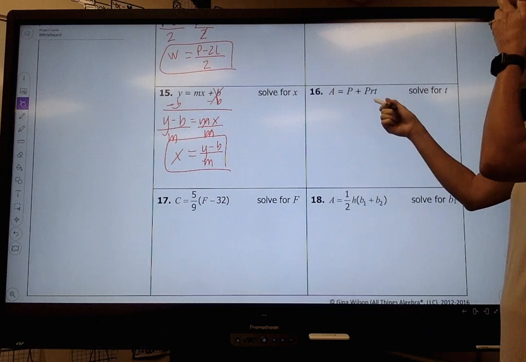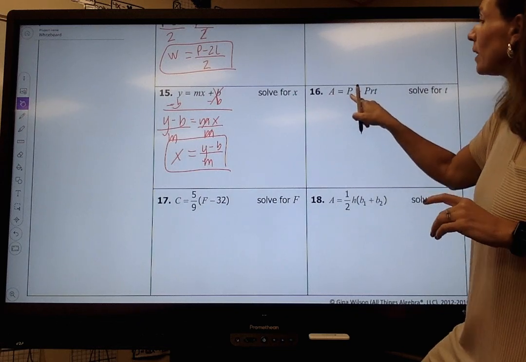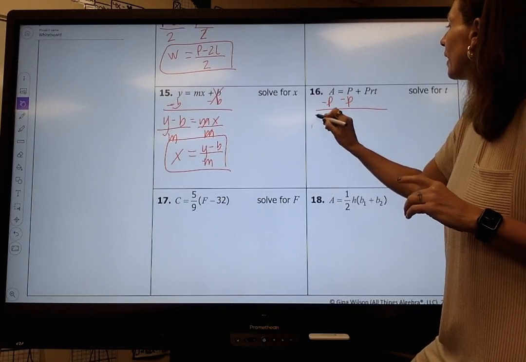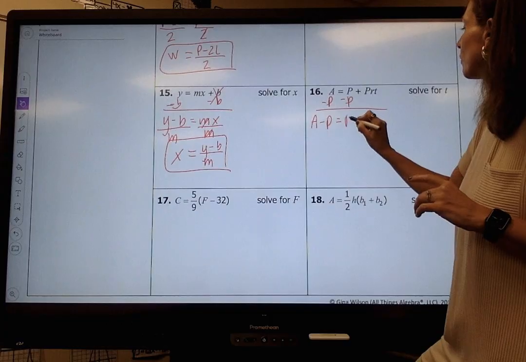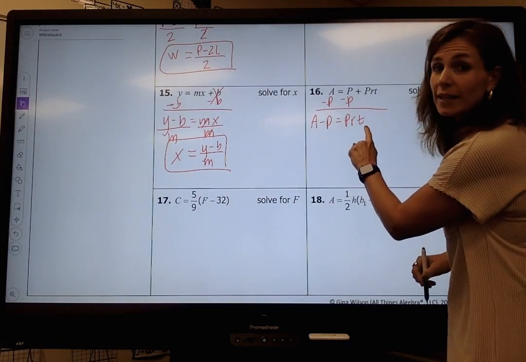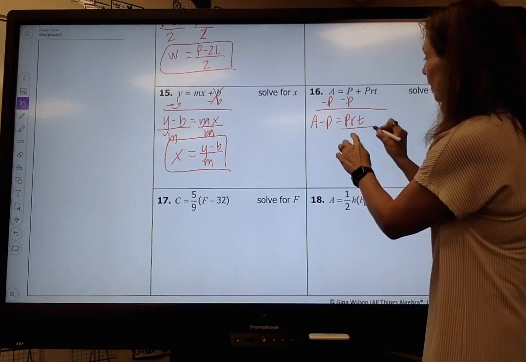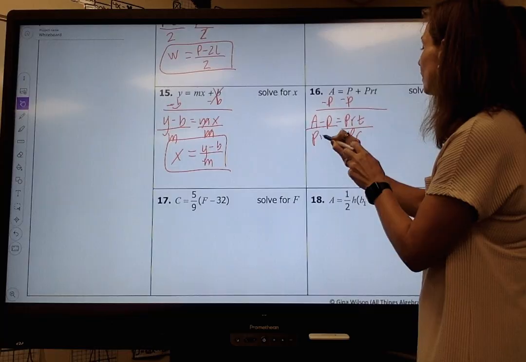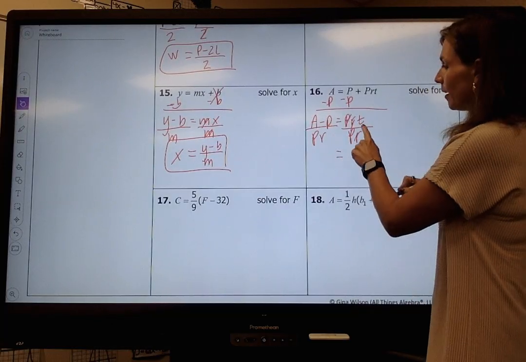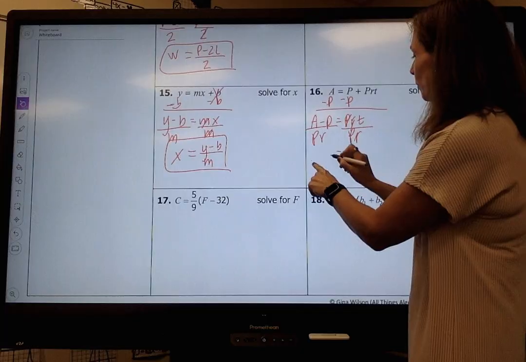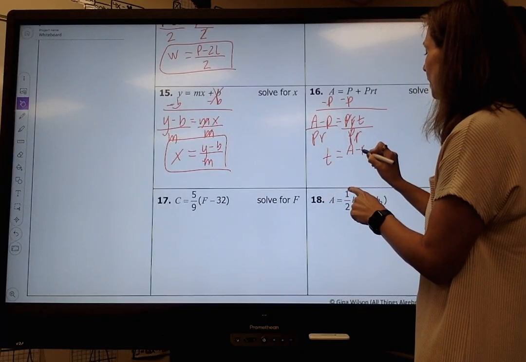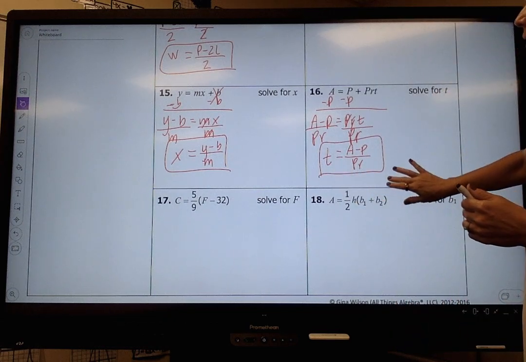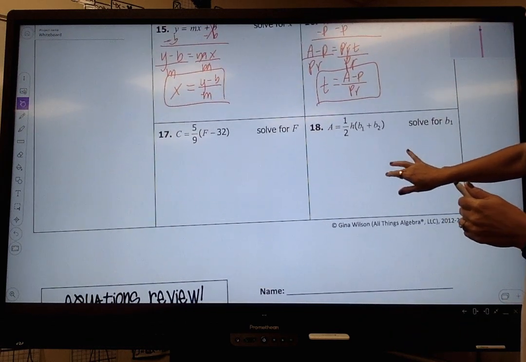Okay? All right, let's take a look over at 16. Very similar. I want to clear out this p first. So I subtract p on both sides. And I get a minus p, unlike terms, equals prt. My goal is to get t by itself. So I need to separate all of pr. So those guys cancel out. And whatever you do to one side, you do to the other side. And now I'm going to use symmetric property and say t equals a minus p over pr as my final answer.